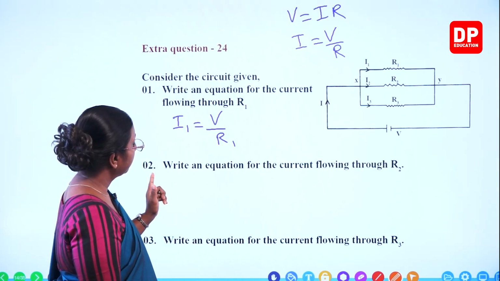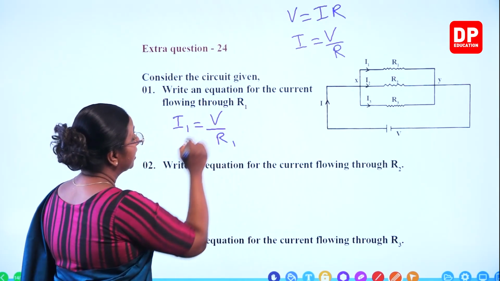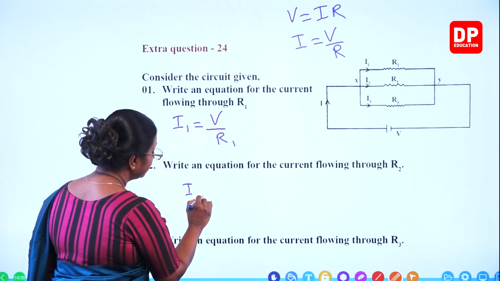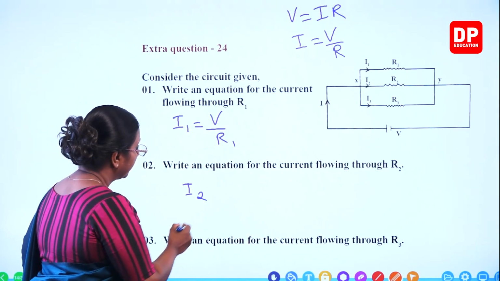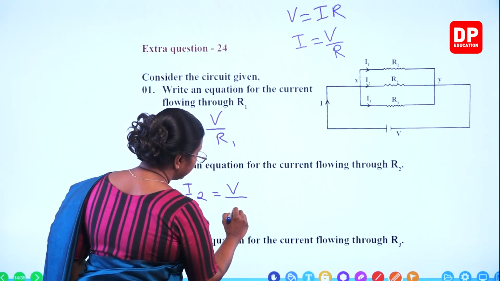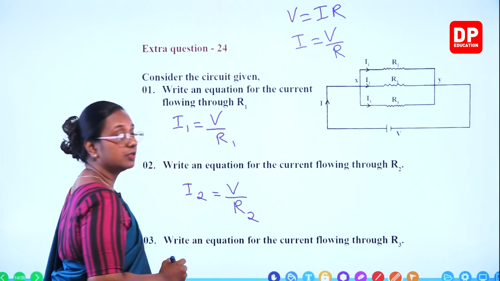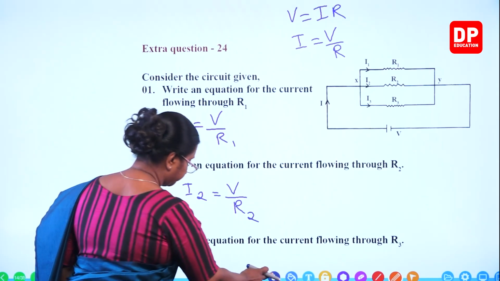Second question, write an equation for the current flowing through R2. So, that is going to be I2. Here you can see through R2 current flow is I2. That is again equal to the same potential difference V divided by R2. So, I1 and this is I2.